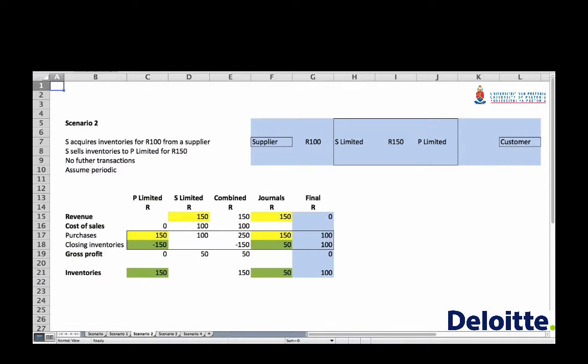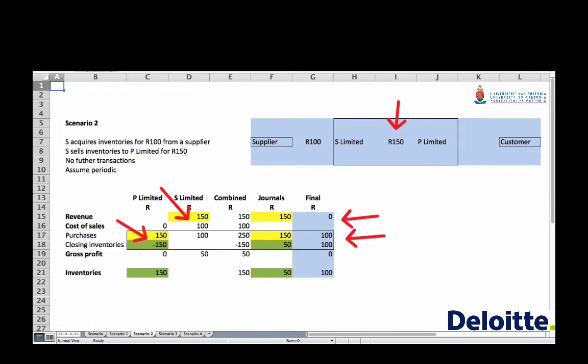First of all, your intra-group transaction was the sale of inventories between S and P Limited. So we do a consolidation journal indicated in yellow on your screen for the 150 to eliminate the sale and to eliminate the purchase, which is intercompany. That will now leave you with no revenue for the group. It will also leave you with 100 Rands purchases for the group. And this is quite correct because the supplier sold inventories to the group for R100.